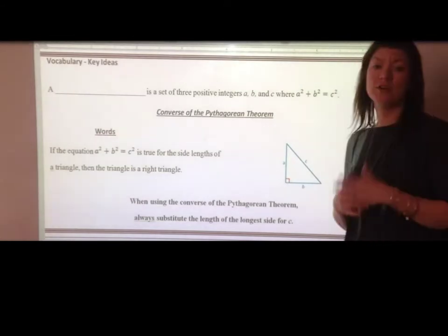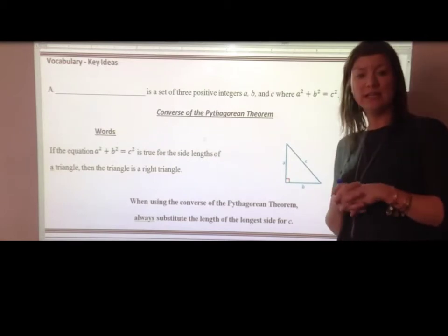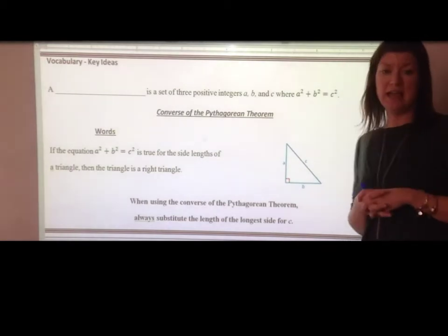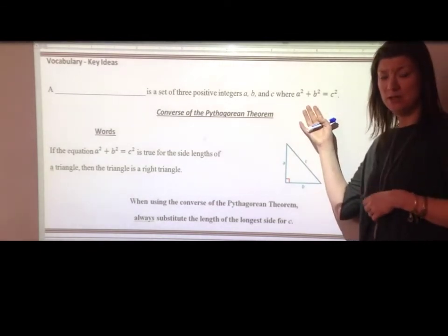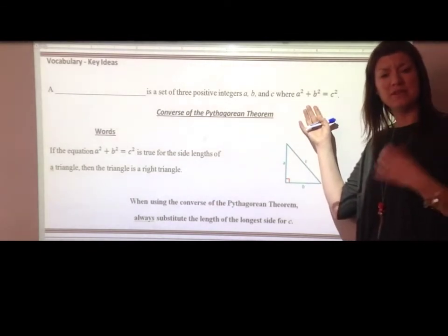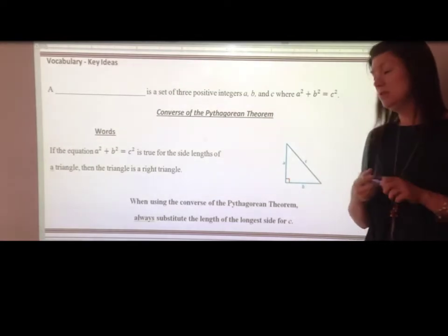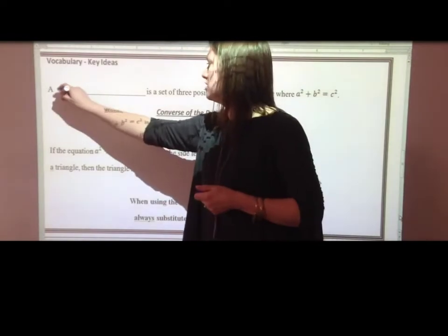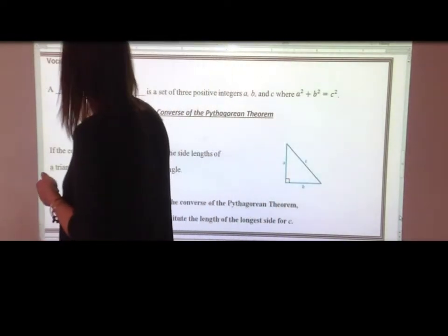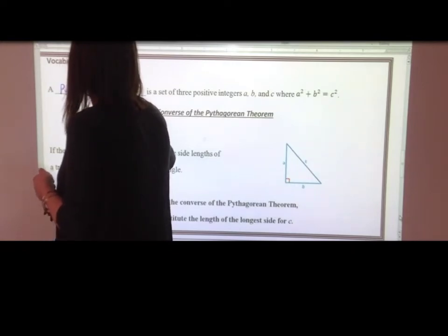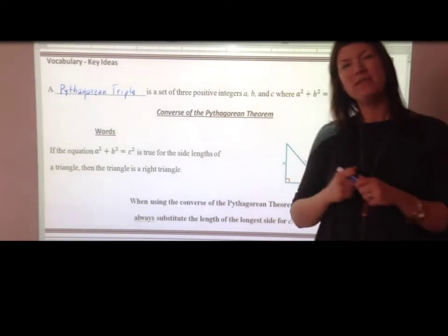So our first vocabulary key idea is a blank is a set of 3 positive integers, a, b, and c, that satisfy a squared plus b squared equals c squared. And we talked about this, I think I brought this up in one class or another, but it's called a Pythagorean triple. So we're going to fill that in. It's called a Pythagorean triple.